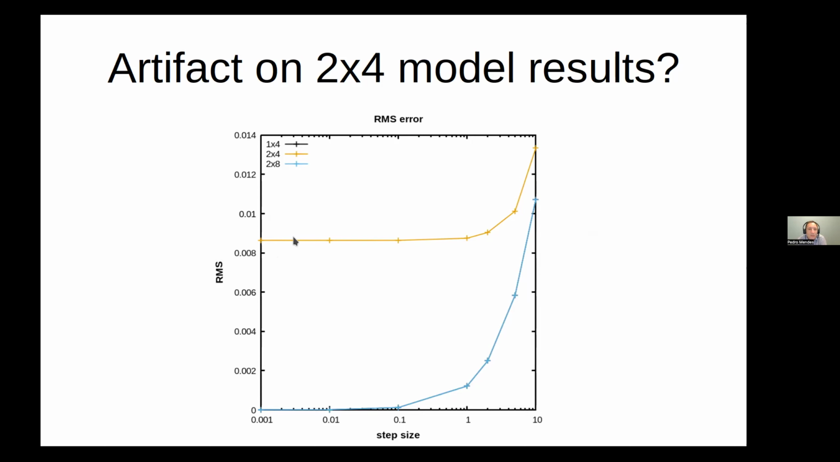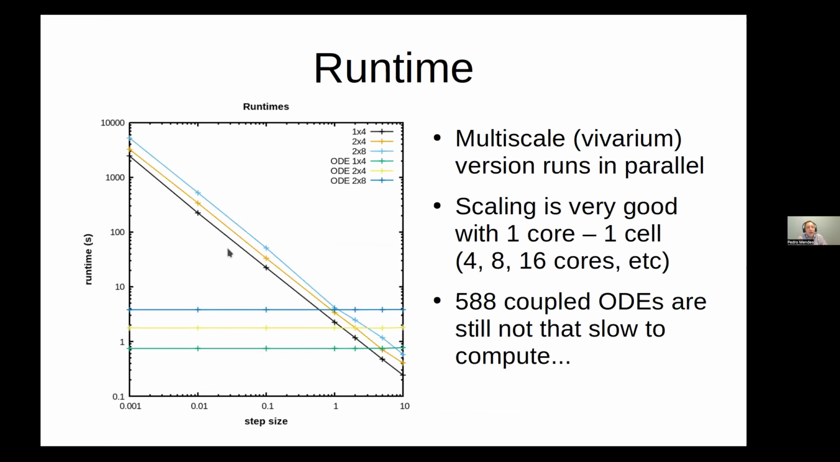I do not believe this is an issue in the model, because as you can see, both the 1x4 and the 2x8 have exactly the same error. So why would the 2x4 have a different error? There's no reason. Okay, so how about runtime? I'm just getting very close. This is one of the last slides, the last slide of results.